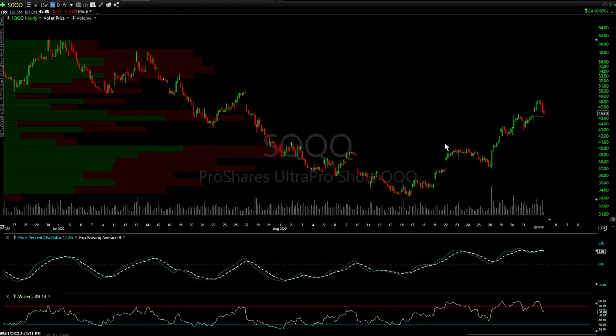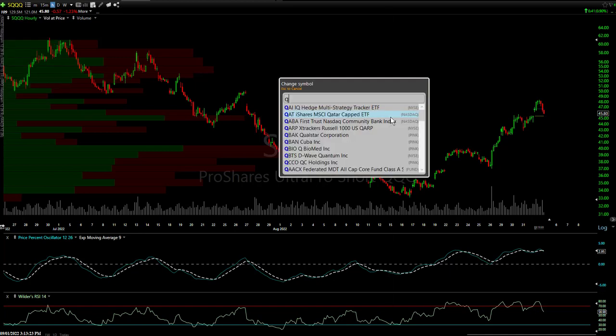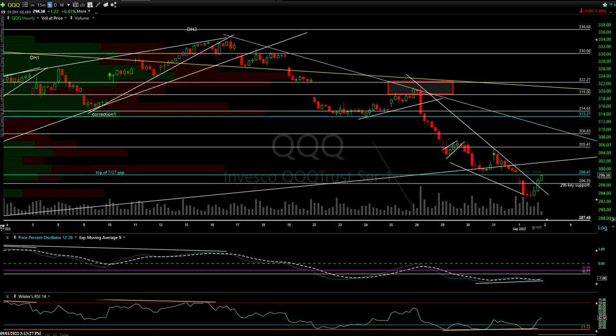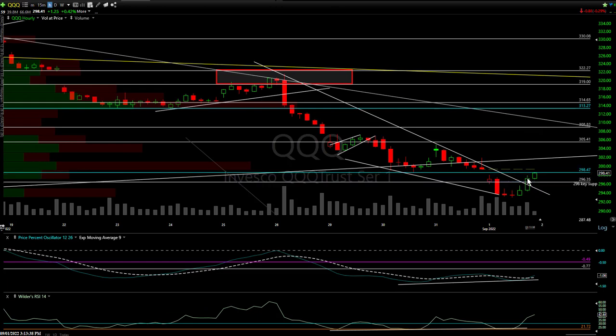QQQ 60-minute chart. No, that's SQQQ. Here's QQQ, 60-minute, there's your wedge right there. So confirm we broke out of that wedge, and we did get the last 60-minute candle on QQQ was a closing candle above there, so that's confirmation. And then boom, boom, boom, boom, boom. So looking good so far.